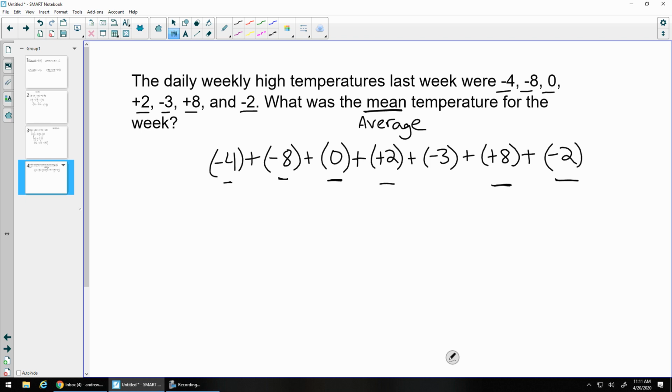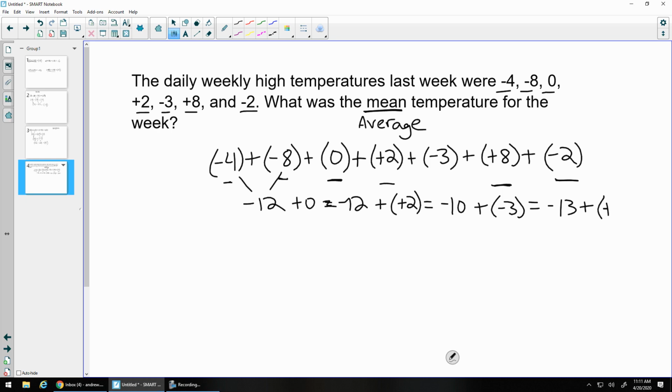Okay, so I was able to sort of go along and do it in my head. You might want to start on the left and be like, okay, negative 4 and negative 8 is negative 12. Okay, plus 0 is equal to negative 12. Plus positive 2 is equal to negative 10. Negative 10 plus negative 3 is equal to negative 13, and sort of just go by one step at a time. Plus positive 8 is equal to negative 5, and then negative 5 plus negative 2 is equal to negative 7. Okay? In total, though, the total of all these is negative 7.